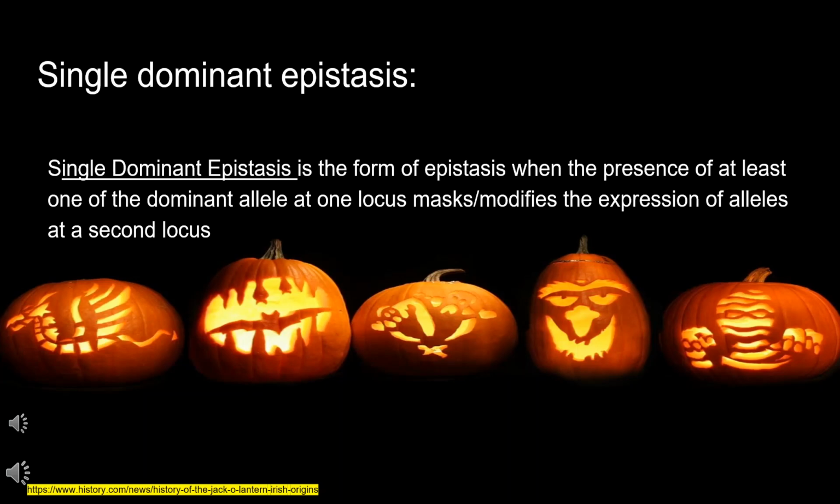Single dominant epistasis is the form of epistasis when the presence of at least one dominant allele at one locus masks or modifies the expression of alleles at a second locus. A dominant trait is a trait that is observed when crossed with a non-dominant or recessive trait.